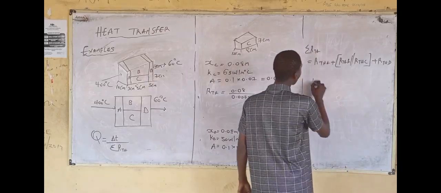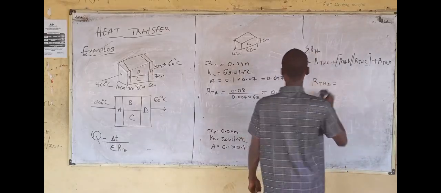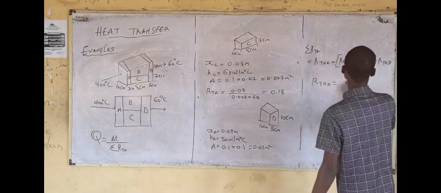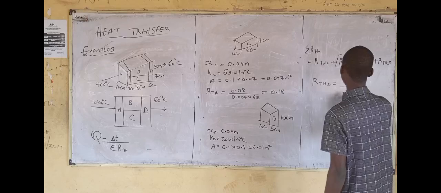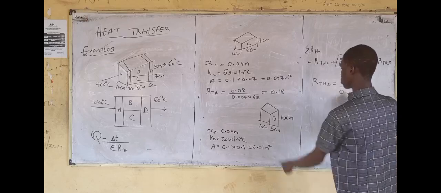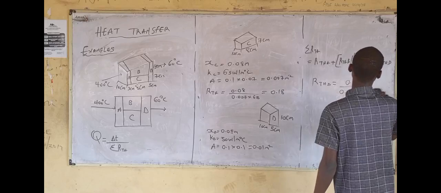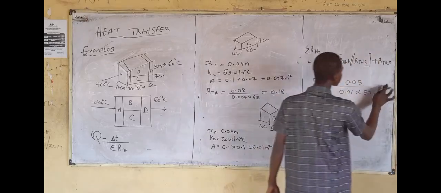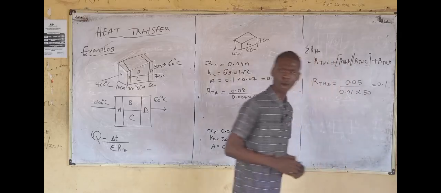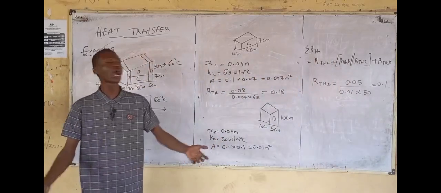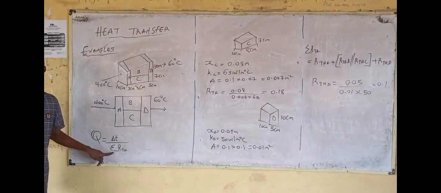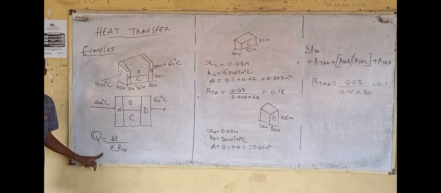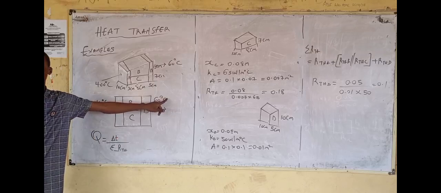Okay, from here, let's get the value of the thermal resistance of wall D. We then have that RTH of D is given to be 0.05 divided by 0.01 times 50. What's the value of this? 0.1. Now, earlier, we said this is the formula we want to use for the heat transfer. We already know the change in temperature to be 400 minus 60 degrees, right?